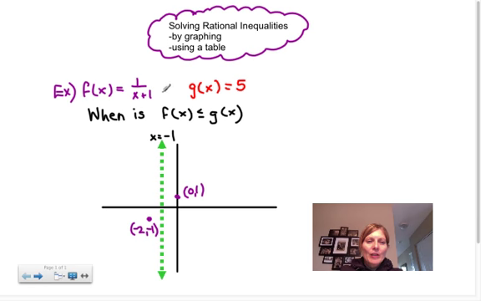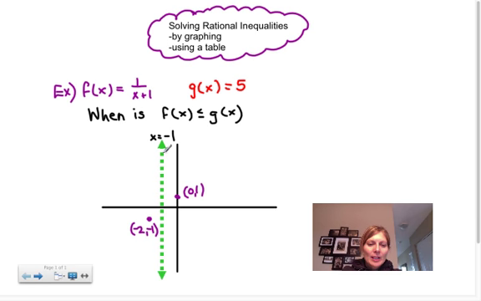Let's say I've been given two functions. Function one is f(x) = 1/(x+1), which we know is a reciprocal function. And g(x) is equal to 5, which is just a linear horizontal function. The question is, when is the f(x) function less than or equal to the g(x) function?